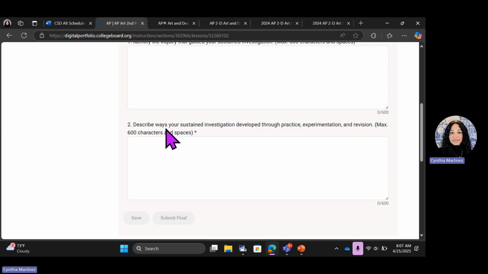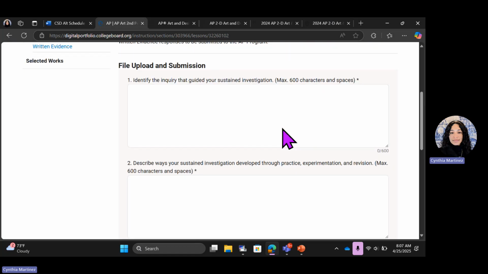Number 2, describe ways your sustained investigation developed through practice, experimentation, and revision. Now, you might be looking at this and thinking, what the heck does that mean?